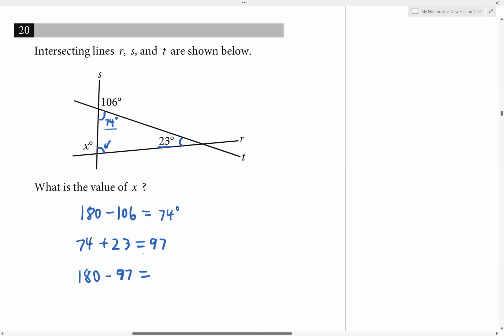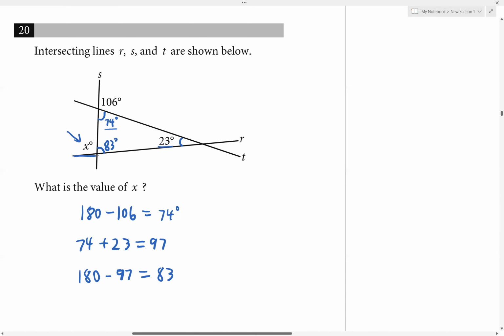And 180 minus 97 should be 83. So we do the math, it should be 83 degrees. So this one right here is 83 degrees. Okay. All right, and once we have that, we can just go ahead and solve for x.